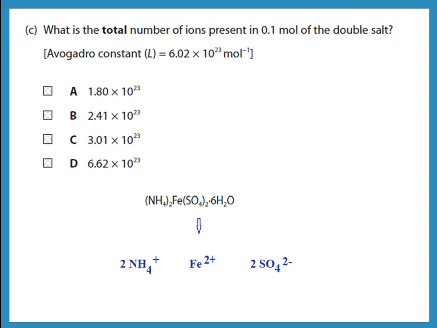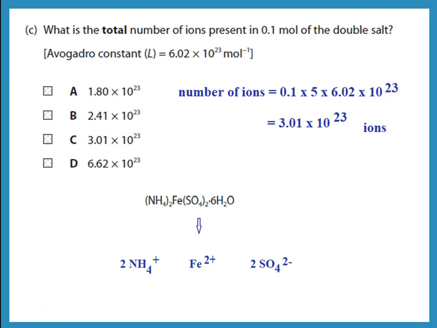And that means my number of ions would be the number of moles times Avogadro's number times 5, because each mole will give me 5 moles of ions. So you multiply the Avogadro's number by 5, and that gives you 3.01 times 10 to the 23. Do we understand that?